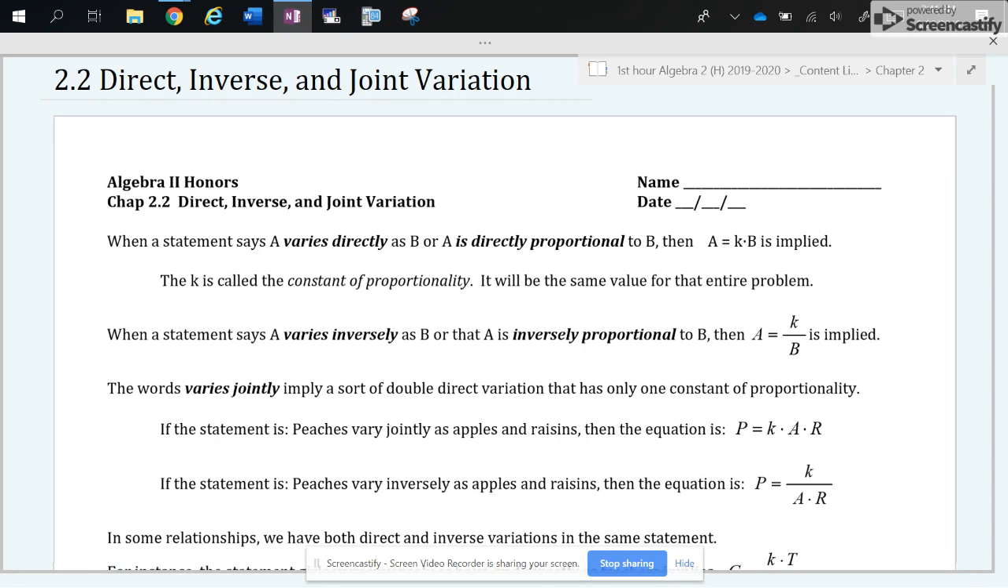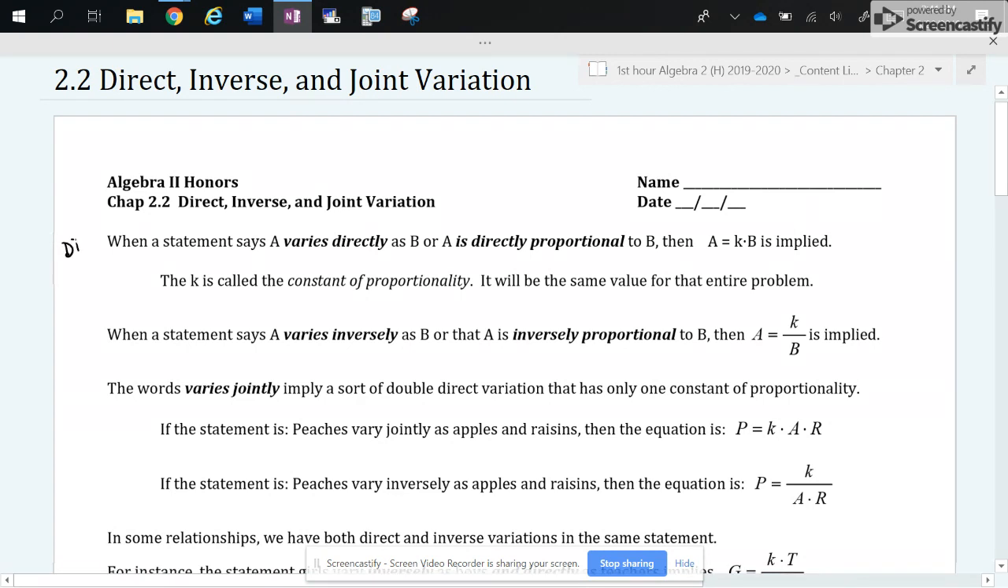When a statement says A varies directly as B, or A is directly proportional to B, then we say that A is equal to K times B. The K in this equation is called the constant of proportionality. It will be the same value for that entire problem. So what we have here is called direct variation.